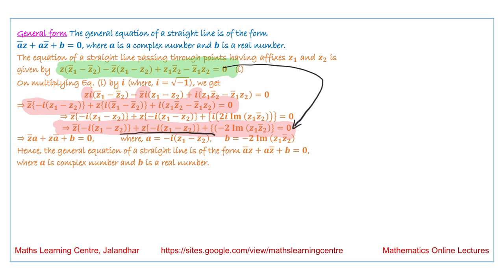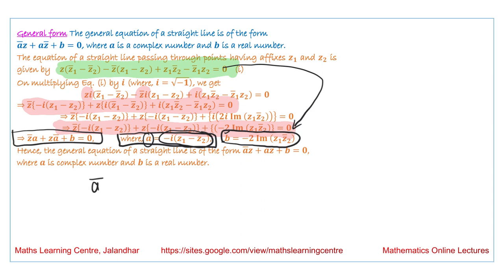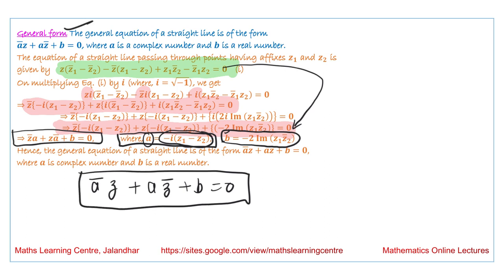And we are writing this term, iota into (z1 minus z2), which will be a constant term, minus iota into this, as a. And minus 2 times the imaginary part of z1 z2 bar, we are writing as b, and we obtain the general form of the equation of a straight line: a bar z plus a z bar plus b is equal to 0. Over here the value of a is a complex number, and the value of b is a real number. So, this is the general form of the equation of a line corresponding to any point z we are talking about.